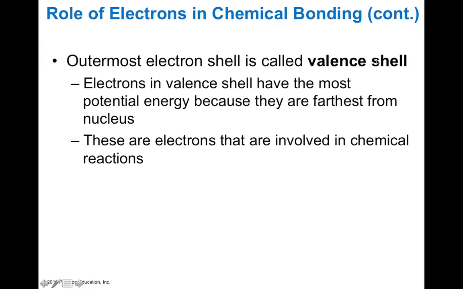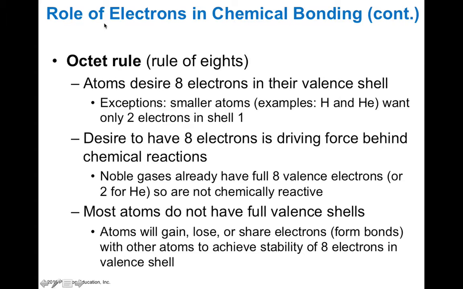So if we understand the chemical properties of an atom in terms of the number of electrons in its valence shell, as well as other factors like the size of the nucleus and the charge in the nucleus, we can make some predictions about what types of bonds may occur. Now, there's this thing called the octet rule, and this is a rule of 8s. And atoms desire 8 electrons in their valence shell. So for most atoms, we need 8 electrons in the valence shell for those atoms to be happy, so to speak.